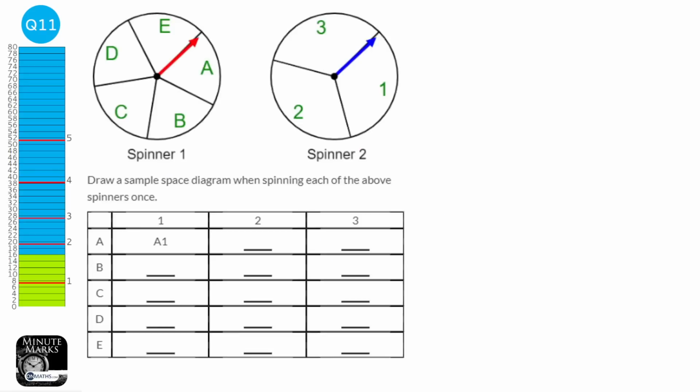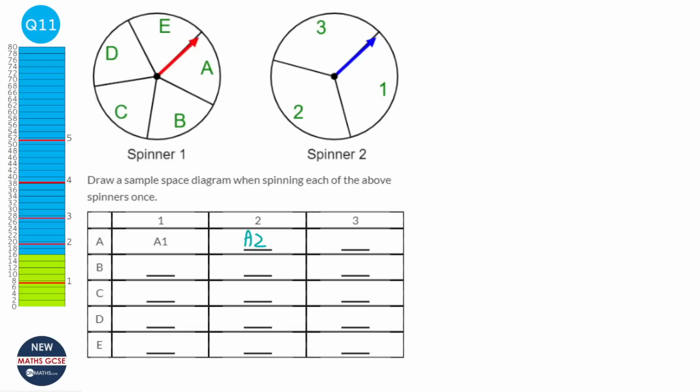A sample space diagram is basically a diagram that shows all the outcomes, and we've got the outcomes from spinner 2 at the top, so either 1, 2 or 3, and we've got the outcomes from spinner 1 down the side, so A, B, C, D or E. And we're just writing down all the combinations.